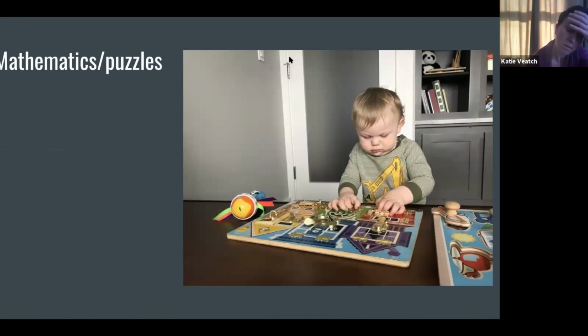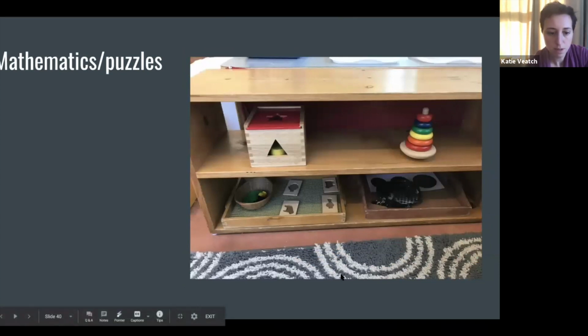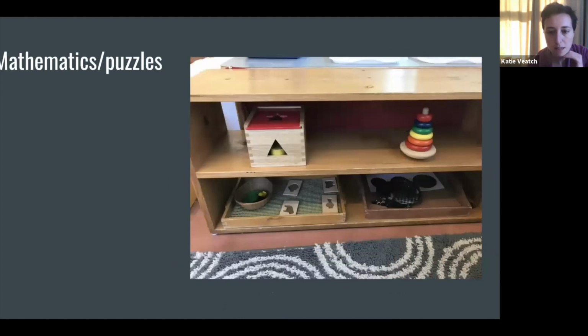Let's talk mathematics and puzzles and what does this look like for a small child? So this is my friend. Here, let me go back a little bit. This is my friend Louie doing that latches board that I was telling you about. So at this age, remember, mathematics looks like patterns, discrimination, sorting, matching.